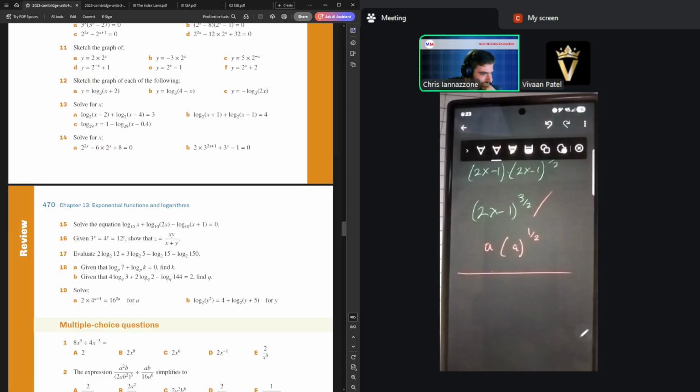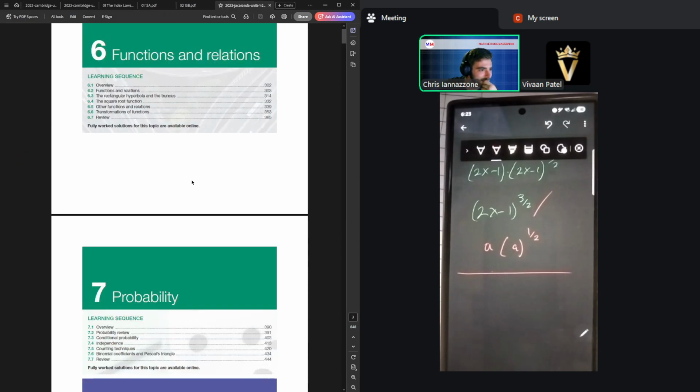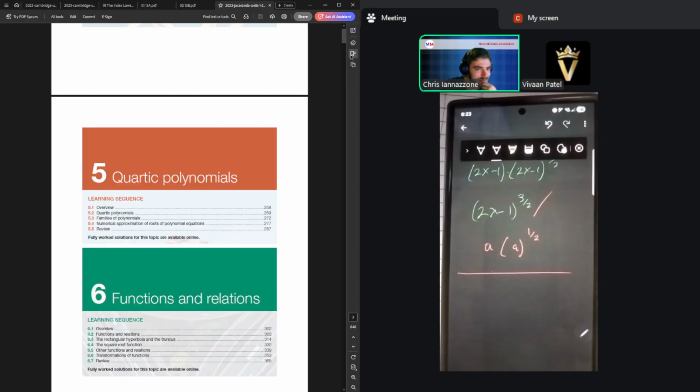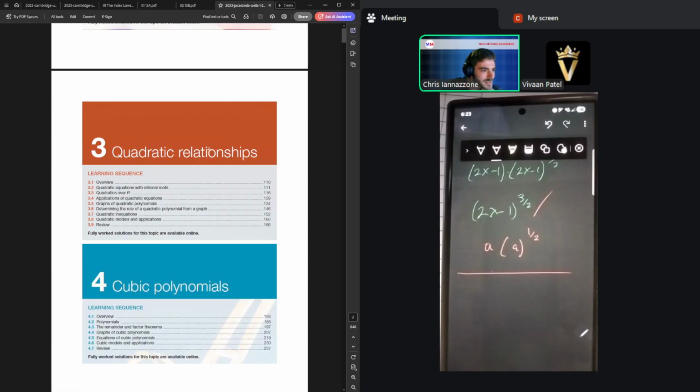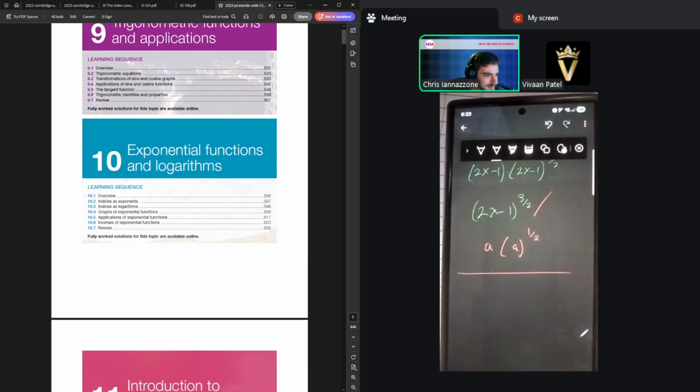Okay. I'm just going to see if I can pull up the Jacaranda book because that would still have stuff to look at as well. Although it's a bit harder to use because there's no chapter thing that I can easily click. Let's see, where do they have it? Exponential indices, 587.